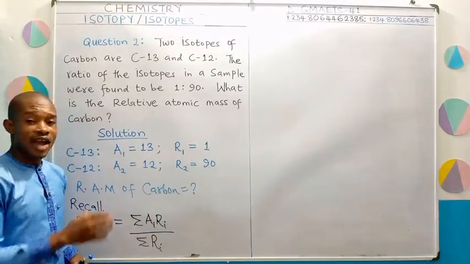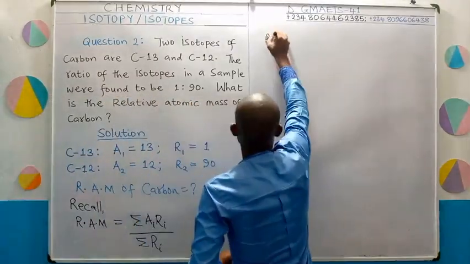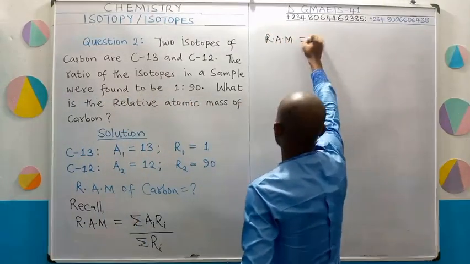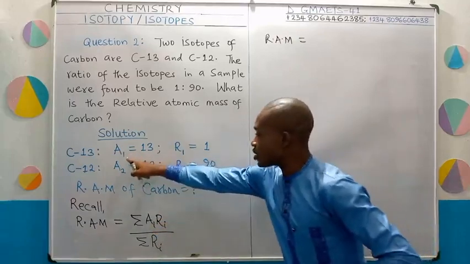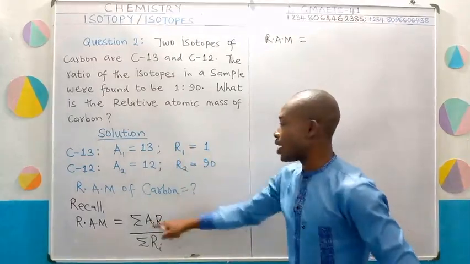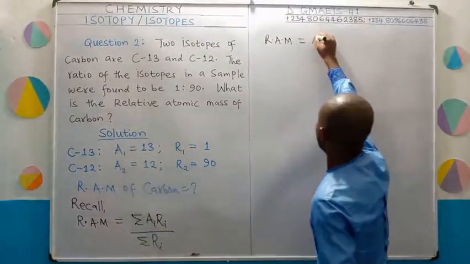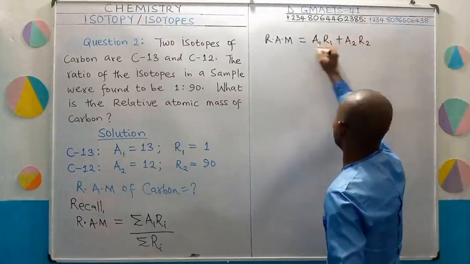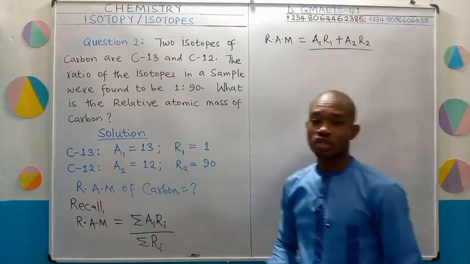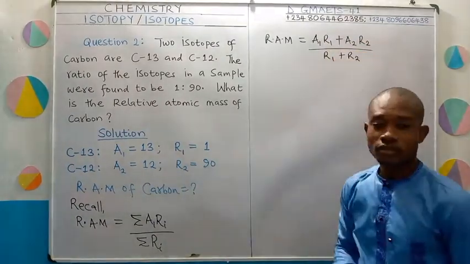How many isotopes do we have here? Again, we have 2 of them. And so the RAM of carbon will now be equal to the summation of Ai times Ri. So the first will be A1 times R1, then A2 times R2. You add them together, that is summation. So that's going to be A1 times R1 plus A2 times R2. We're going to divide it by the addition of the ratios, the sum of the ratios. So it's going to be R1 plus R2.